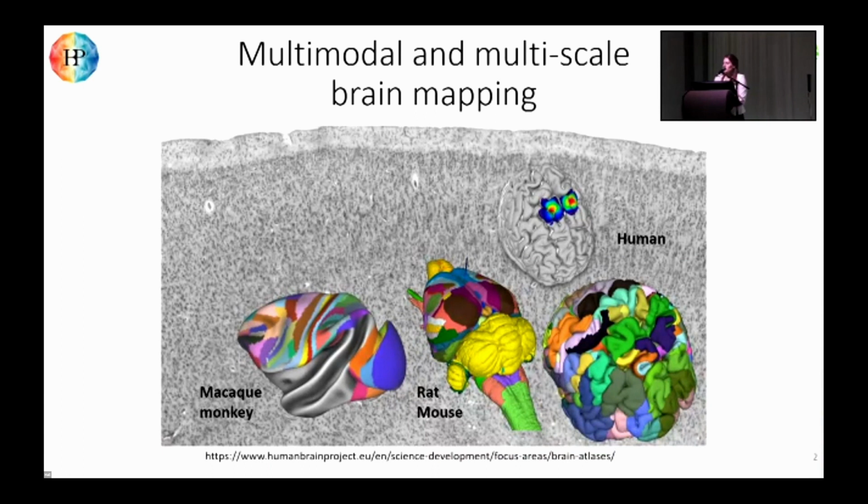As you can see here, a picture from the official HBP website. Within the HBP and eBrains infrastructure, multimodal tools for multi-scale brain mapping are offered, and they enable a great exchange of data between all the neuroscientists.